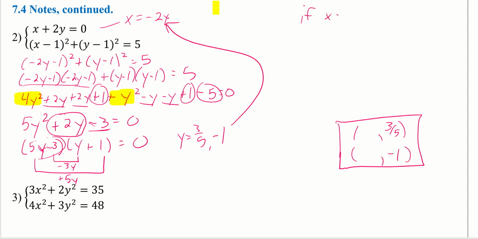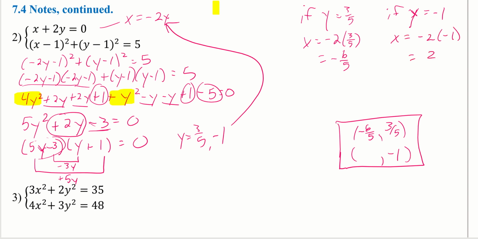Okay, so if x is equal to 3/5, y, or sorry, I'm totally backwards. See, that's why I put my answer first. If y is equal to 3/5, x is equal to -2 times 3/5, which gives me -6/5. So this would be -6/5. Then here, if x is equal to -1, holy cow, I just did it again. If y is equal to -1, x is equal to -2 times -1, or +2. Whew. Okay, and that would be your solution right there.